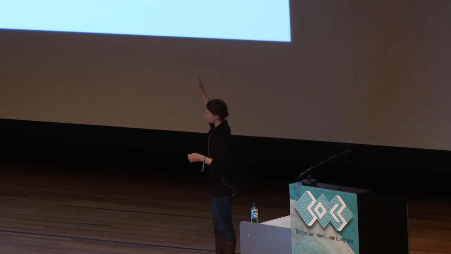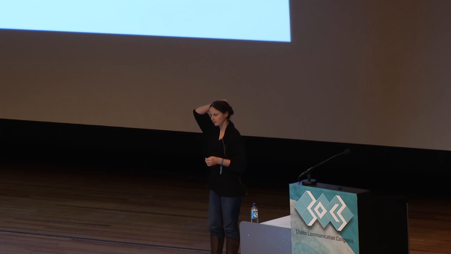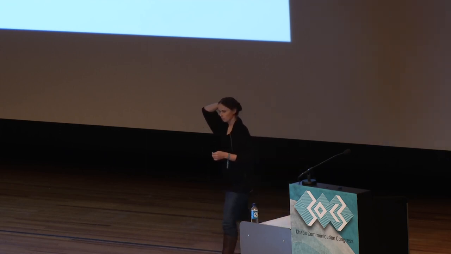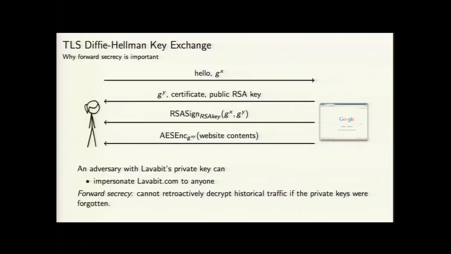In contrast, this is an alternative key exchange. It's the Diffie-Hellman key exchange, which offers a property called forward secrecy. The way it works is that Alice and the server exchange the values g^x and g^y, and then using g^x and g^y, they can derive a shared secret g^xy, and that will form their private key.